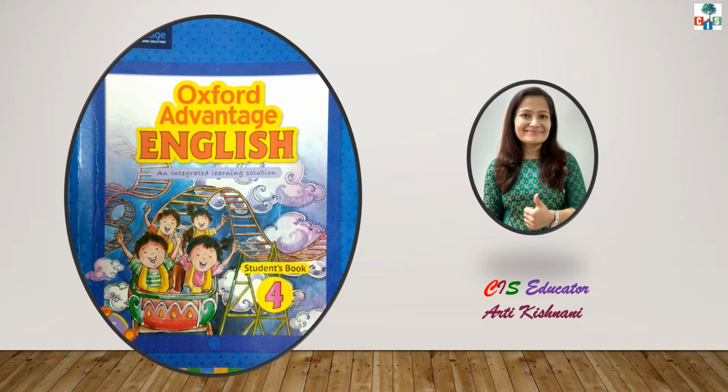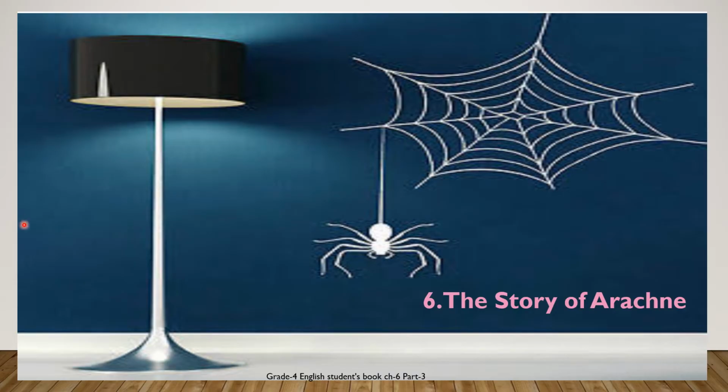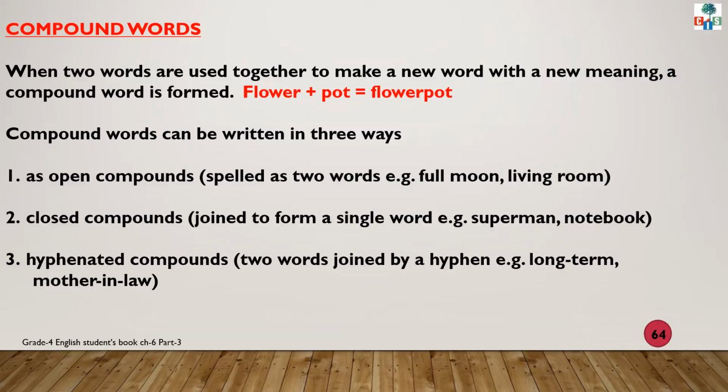Children, I have already sent you two videos of chapter number 6, The Story of Arachne. This is part 3 of this chapter, and today we will do the textual exercise from our English student's book. Take out page number 64, compound words.